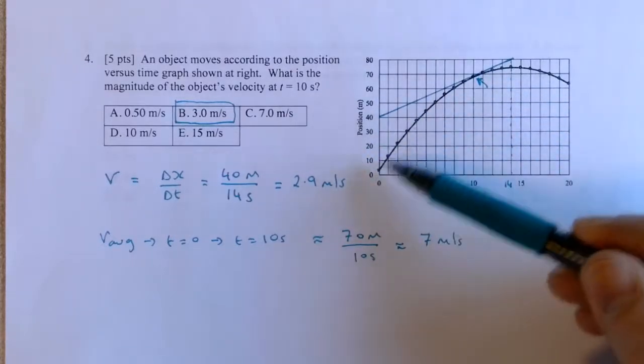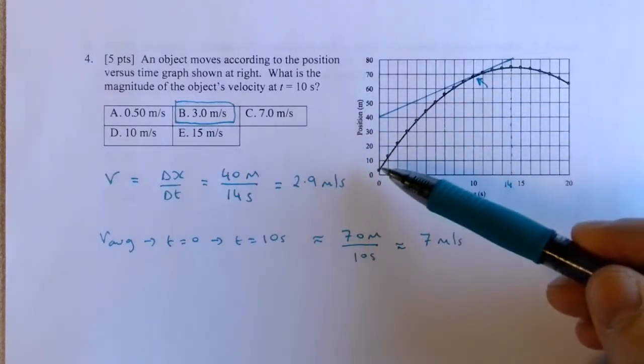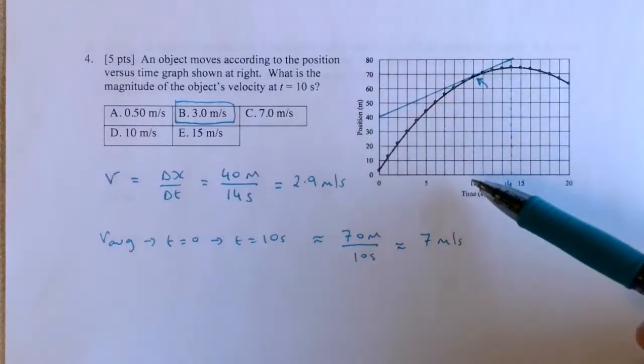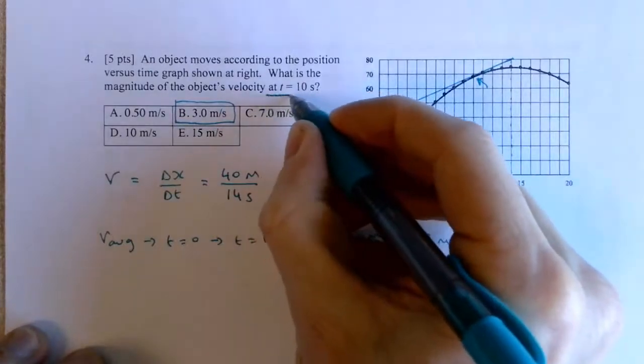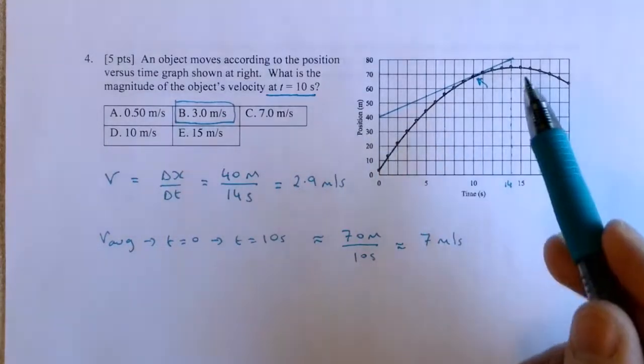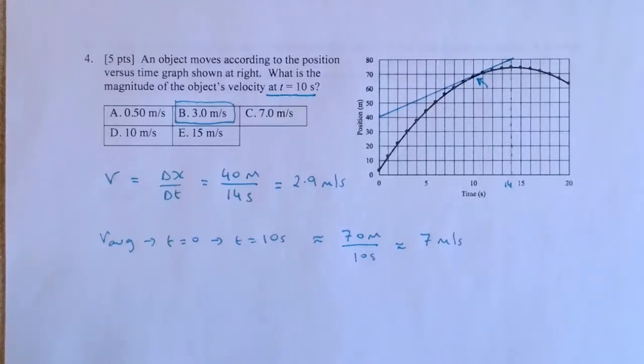So it starts out moving faster than the average, and eventually slows down to 3 meters per second at 10 seconds, and that's what the question is asking. What is the velocity at t equals 10 seconds? That would be approximately 3 meters per second, given that that is the slope of the tangent line drawn at that instant in time.